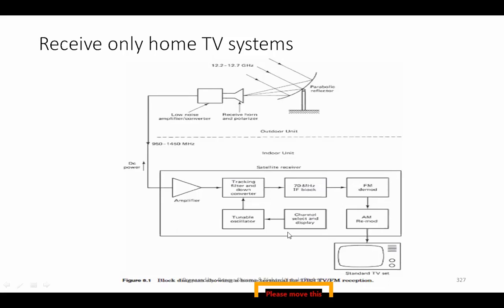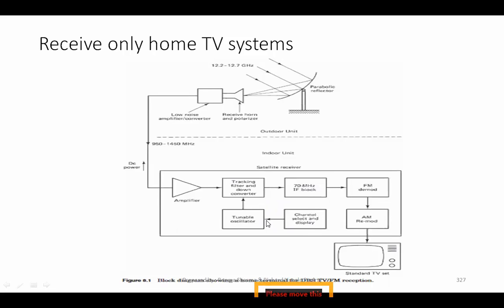Okay, fine. So after the amplifier, you have your tracking filter and down converter. Whatever information is passed from your amplifier gets passed to your filter. And then you have something called IF, which is nothing but your intermediate frequency. This will take about 70 megahertz, and you will have an FM demodulator and AM demodulator. Here you have a channel select and display. So this is where your tuning happens.